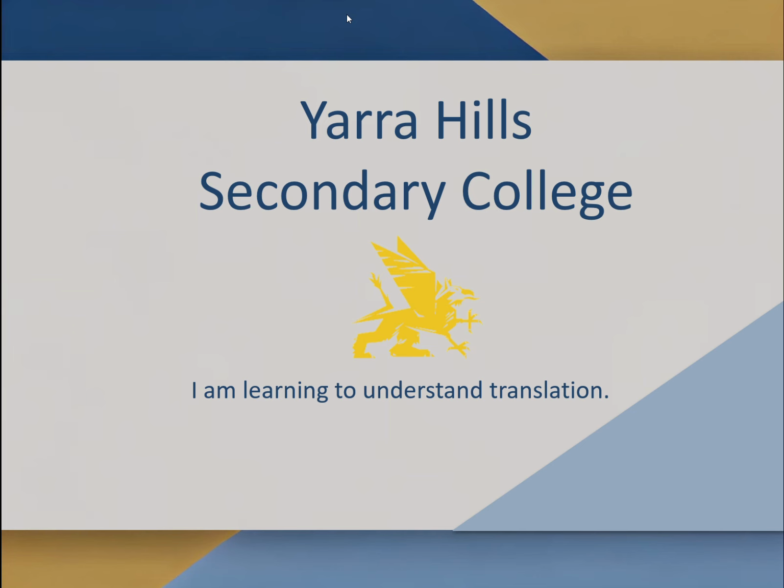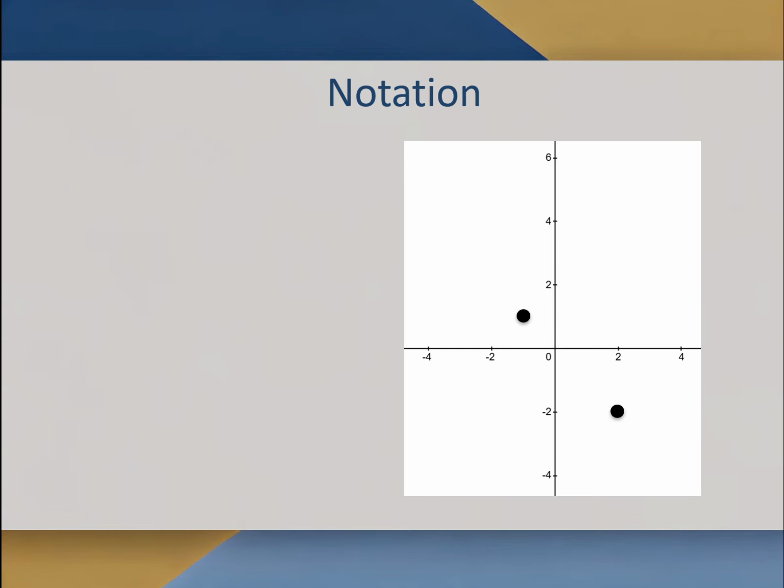We're going to be working through 3A as the first part of Unit 3 and 4, starting back in Term 1. We've done translation before in Units 1 and 2, so you bring some knowledge. To start off, we've got 2 points right here: a point that is (-1, 1), and this point here, which is (2, -2). We're going to look at doing some translation on this plane.